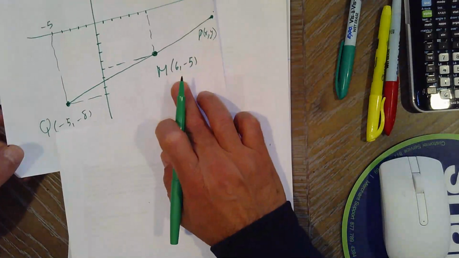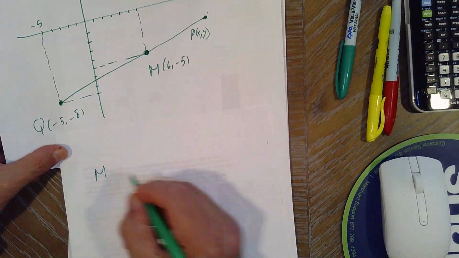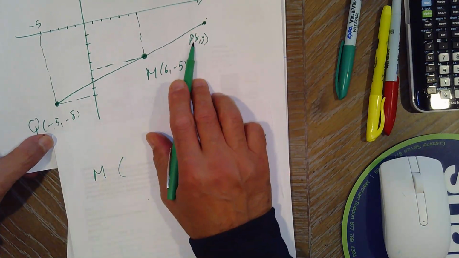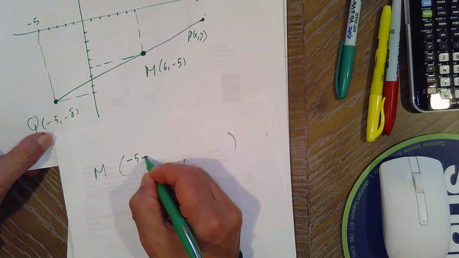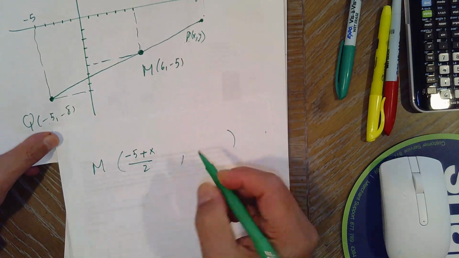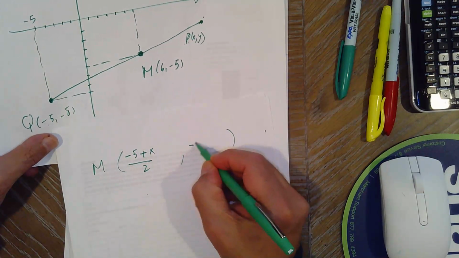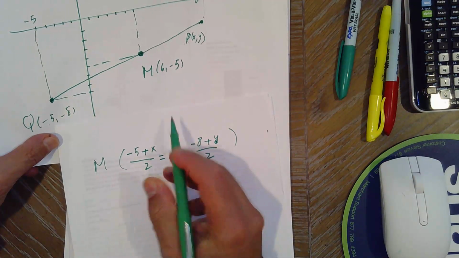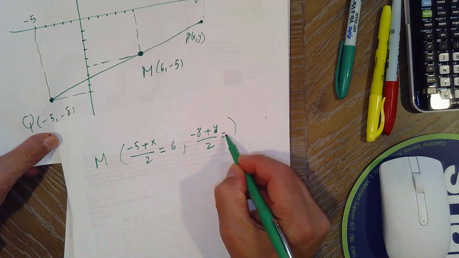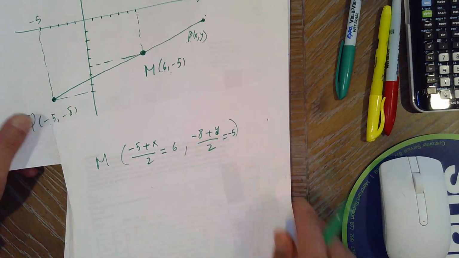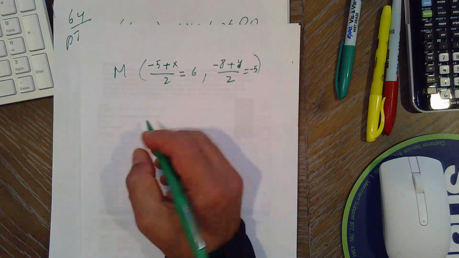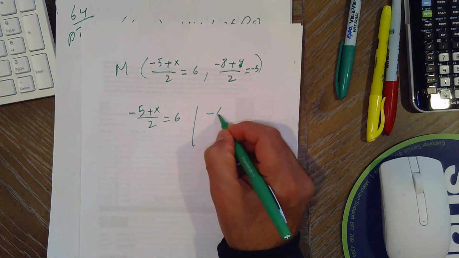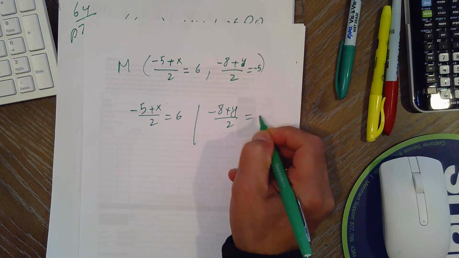So to find the midpoint, we add the values of P and Q. So -5 plus x, over 2. And then to find the y value, we do -8 plus y over 2. Now we know this equals what? 6. And we know this equals -5. So we have two equations. We can find x and y. So -5 plus x over 2 equals 6. -8 plus y over 2 is -5.